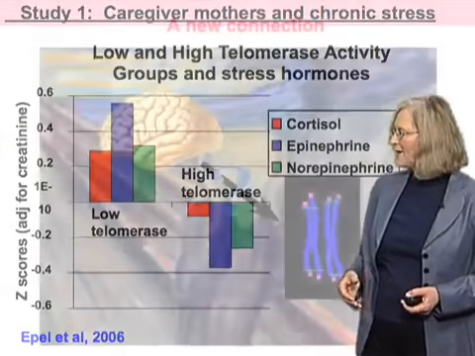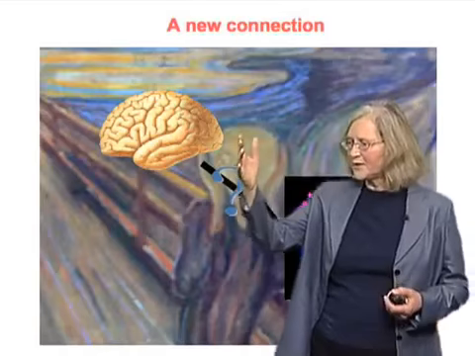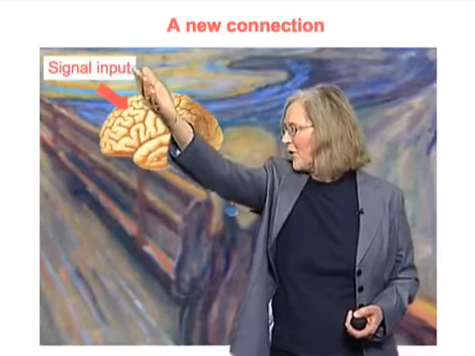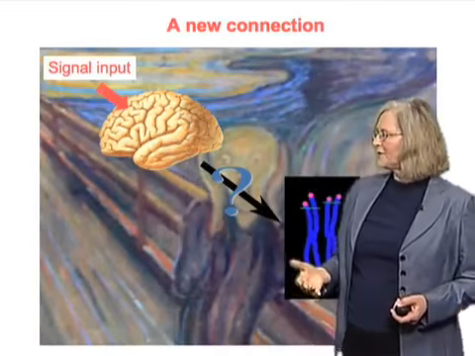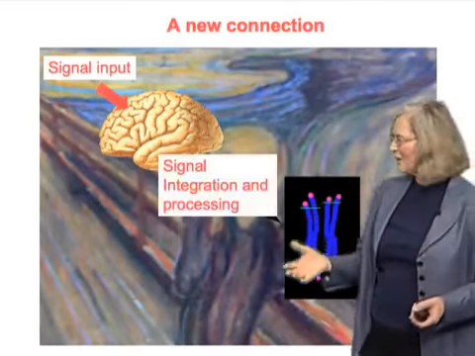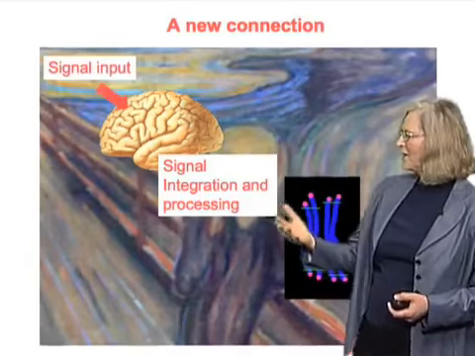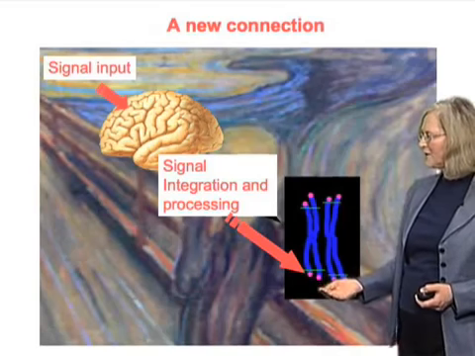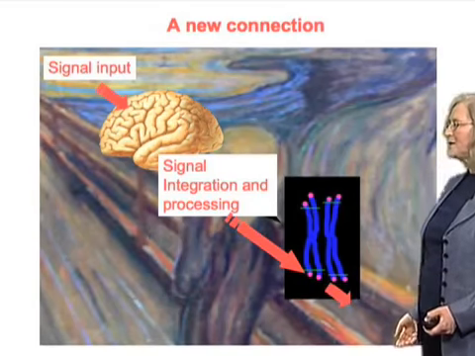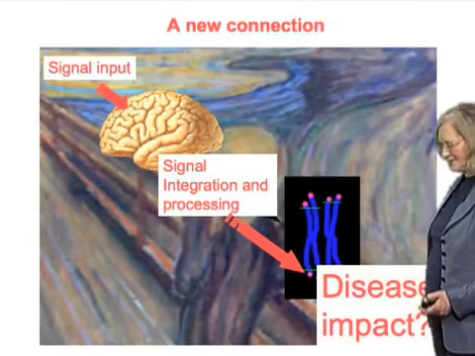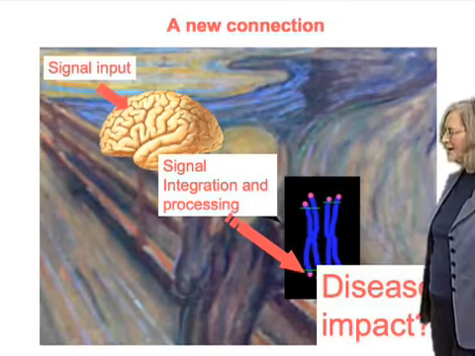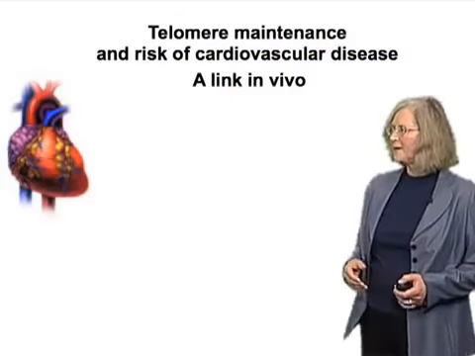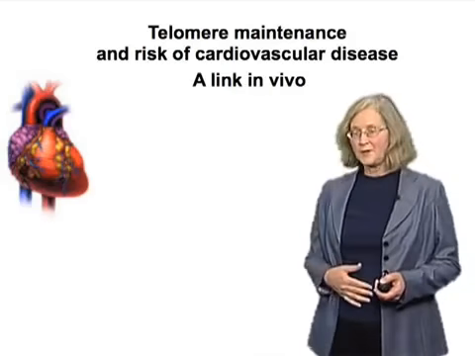Okay, so now we have a new connection here, which we can think of in this way. We think of a signal input, if you will, to the brain. Now that is the chronic stress. Now thereafter, things will get very complex. We'll have all sorts of brain-body interactions. We can think of them as signal integration and processing, but a readout, a very quantitative readout, is telomerase is lower, telomeres are shorter. The question is, does that matter at all? Is there any impact on disease? Fortunately, in this study, a great many other parameters were measured.